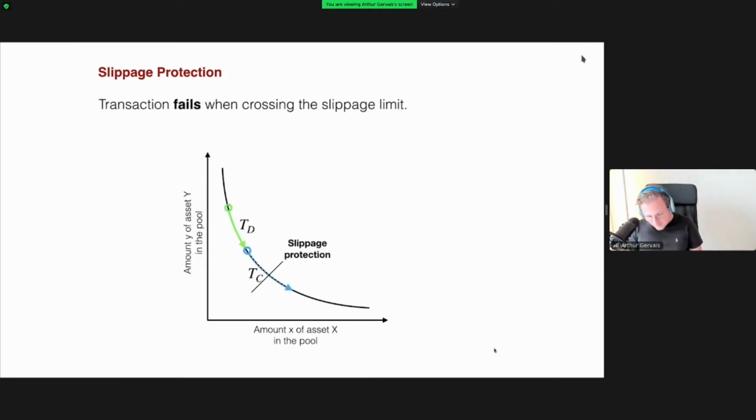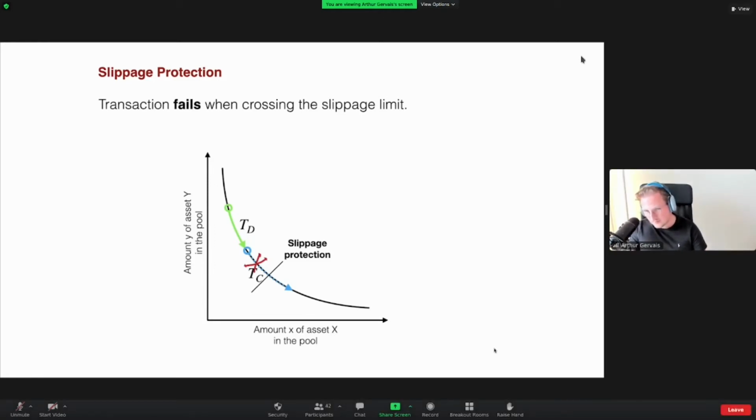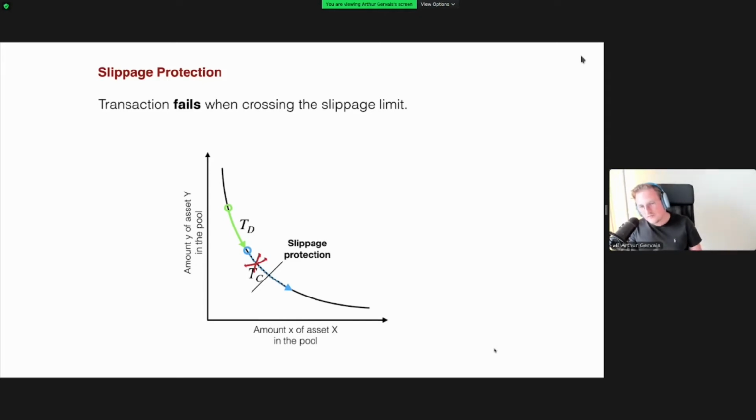Okay, so what happens if you go beyond that slippage protection? Well, it's quite simple. Then this transaction fails, right? It will just not execute. The smart contract will honor your request that you don't want to pay more than this particular protection limit, and then it will revert. So this means your assets will not be taken, your swap will not happen.